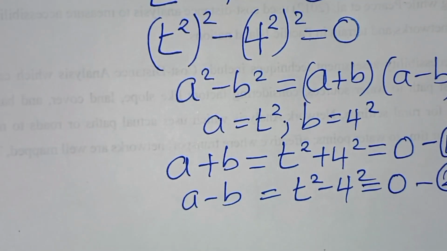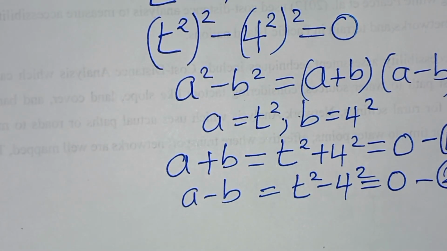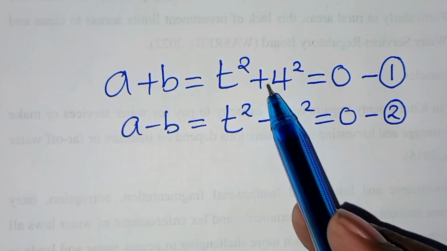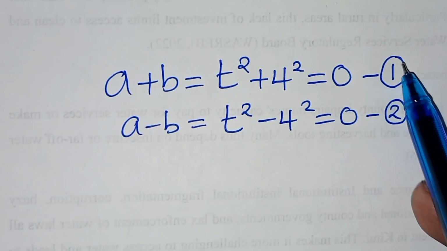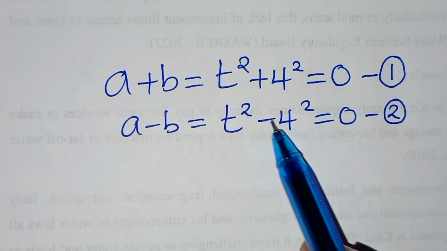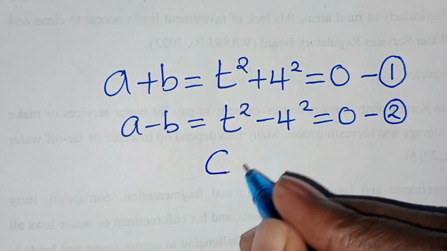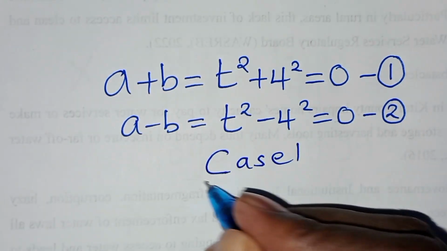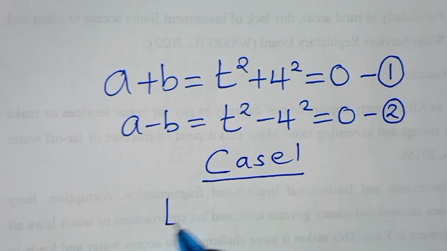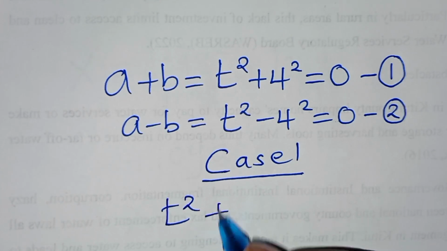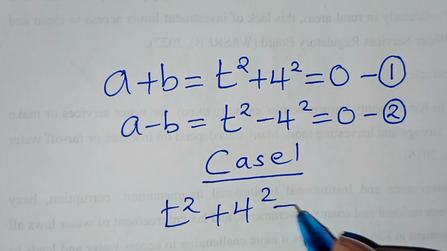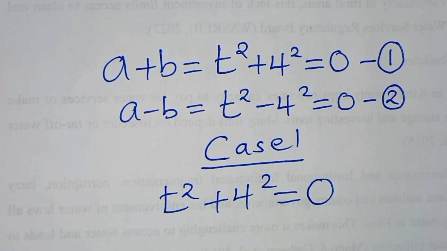So let's solve equation 1 and 2. A plus b is equal to t squared plus 4 squared. This is equation 1. A minus b is t squared minus 4 squared. This is equation 2. So let's start with equation 1. Let's call this case 1. We have t squared plus 4 squared equal to 0.